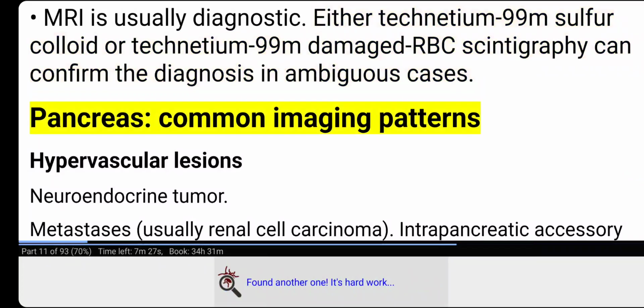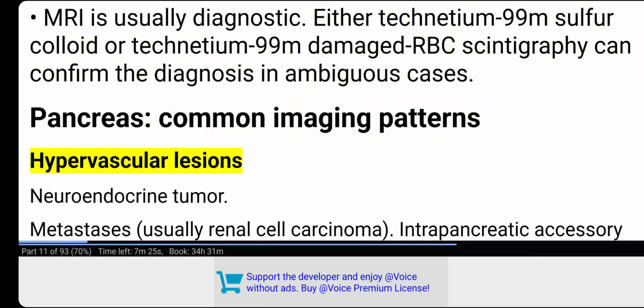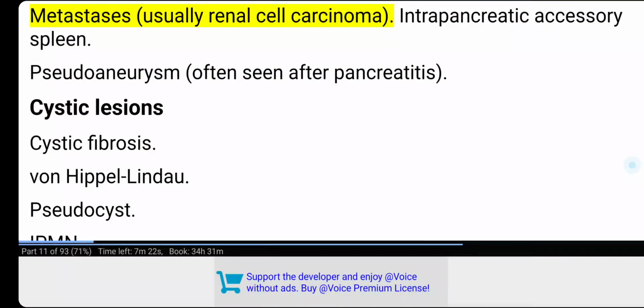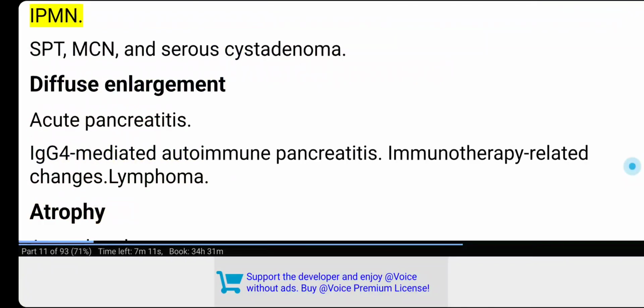Pancreas. Common imaging patterns. Hypervascular lesions: neuroendocrine tumor, metastasis, usually renal cell carcinoma, intrapancreatic accessory spleen, and pseudoaneurysm, often seen after pancreatitis. Cystic lesions: cystic fibrosis, von Hippel-Lindau, pseudocyst, IPMN, SPT, MCN, and serous cystadenoma.